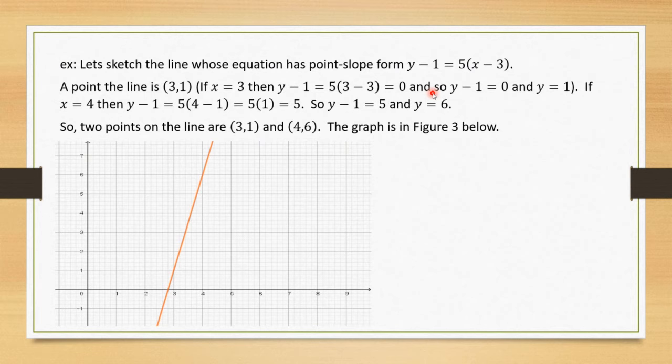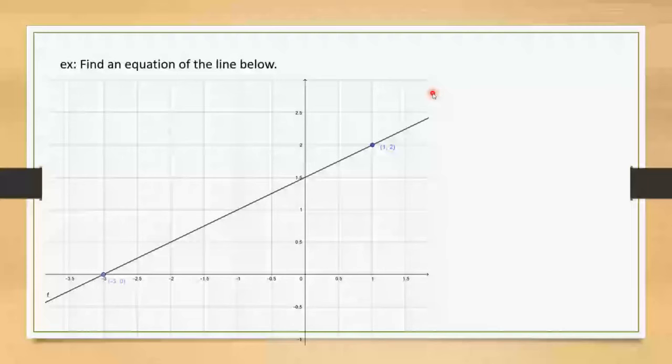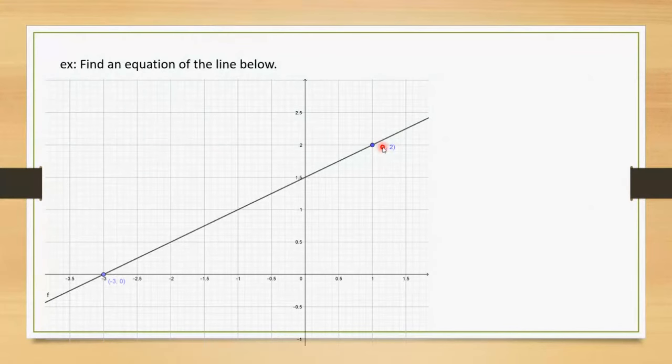Okay, and it's actually a generalization of what's called the slope intercept form. Before we get to that, let's get an equation of this line. Okay, so how do we do that? Well, we need 2 points on the line.